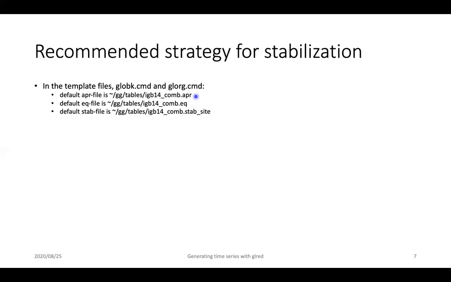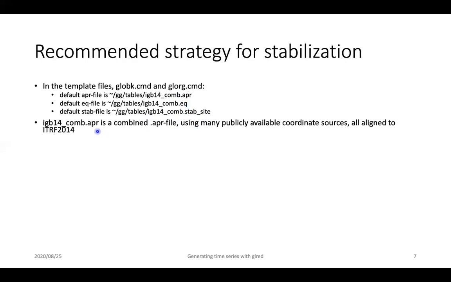So these files help each other define the coordinates of the site and any changes in the coordinates of the sites due to discontinuities. So it's a good idea to use these both at the same time. The list of sites in the .apr file is put into another file called igb14com.stabsite. And this lists all of the sites in the .apr file with the stabsite command. So this tells glorg to use those sites to stabilize the reference frame using the coordinates and discontinuities defined in the first two files.